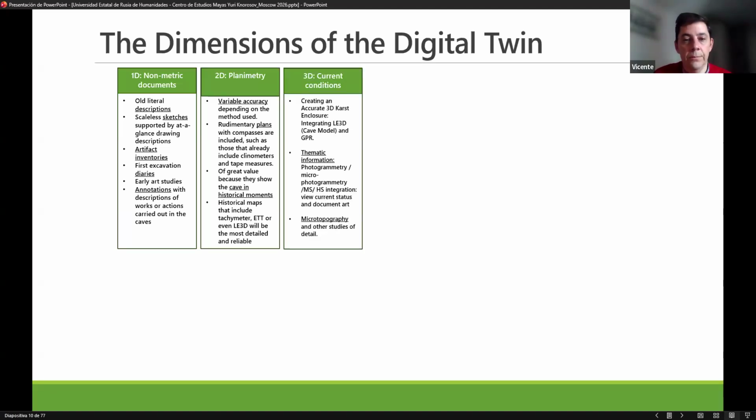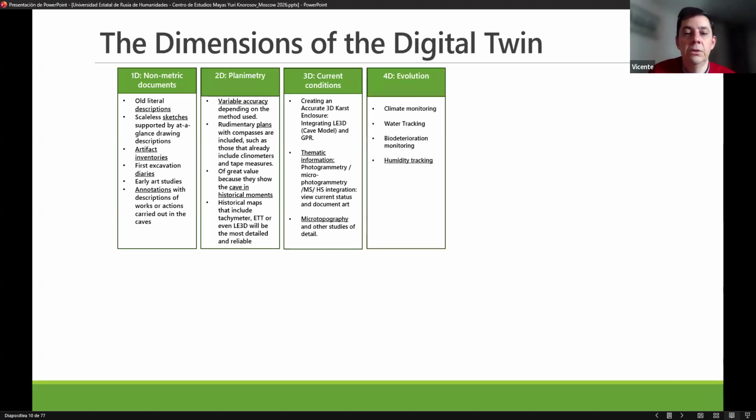3D is the way to store all the information about the current conditions. Here we store all the information taken from the 3D terrestrial laser scanner, GPR, photogrammetry, microphotogrammetry, remote sensing. I will show you some examples later. The fourth dimension is for time, the evolution. So in this living laboratory we have, that is a cave, how climate varies, how the water moves, how the biodeterioration varies, and the humidity, if you have some conservation issues dealing with that.